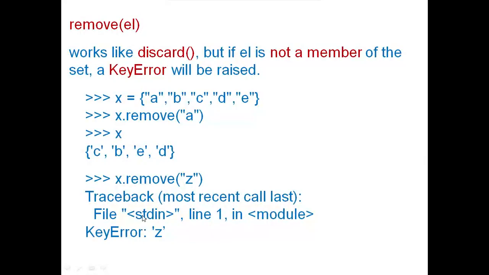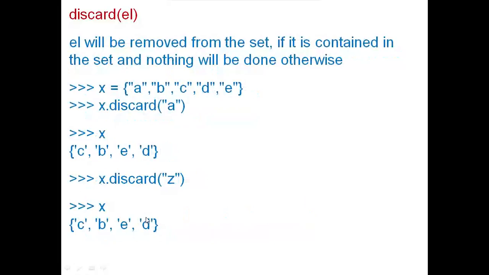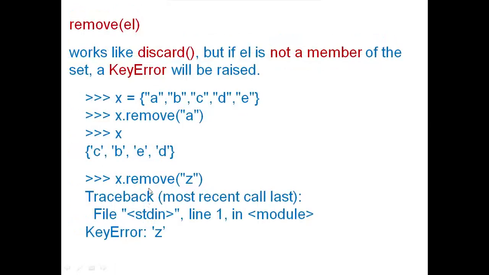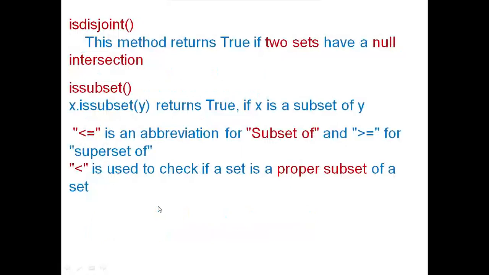This is the difference between discard and remove. When I said discard of Z, nothing happened. It didn't give me an error. But when I say remove of Z, the element which is not in the set, remove will give me an error, whereas discard will not give me an error. This is the difference, right?